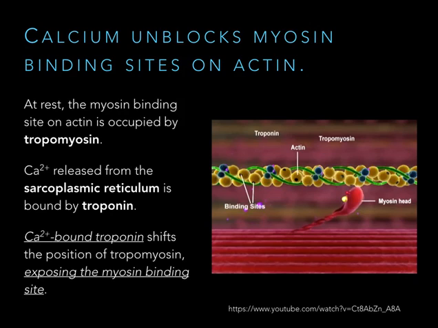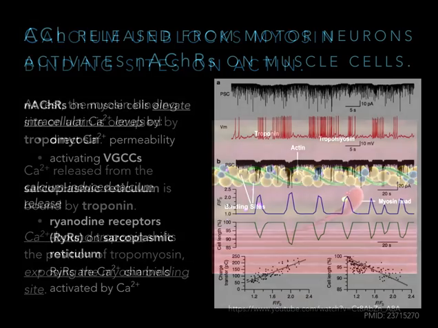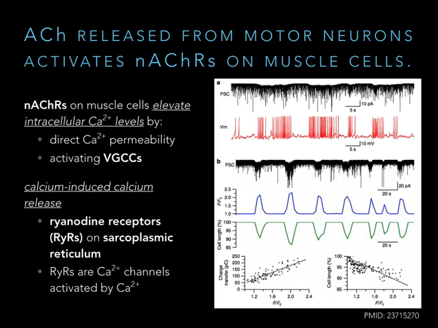Where does the calcium come from? Hopefully we've all guessed that it's going to come from the release of acetylcholine. So motor neurons are going to stimulate calcium release within muscle cells by releasing acetylcholine. This is how our motor neurons can control our muscles. They release acetylcholine, it binds to nicotinic acetylcholine receptors, and we get an increase in intracellular calcium.